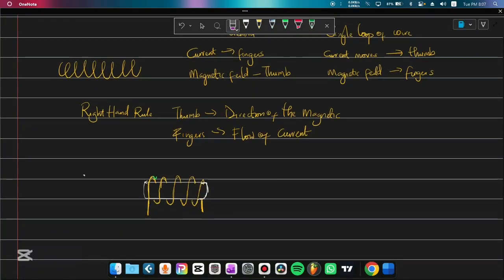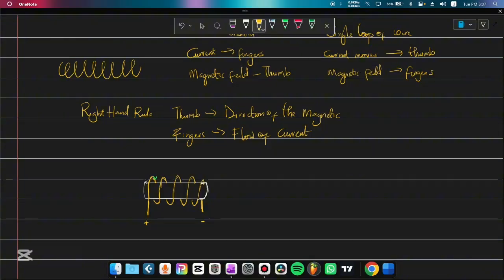If I have a solenoid, let's say this is a solenoid. A solenoid is a coil of wire that is wound up. And let's say these both ends of the solenoid were connected to, let's say, a light. Positive charge was connected here, and negative charge was connected here.